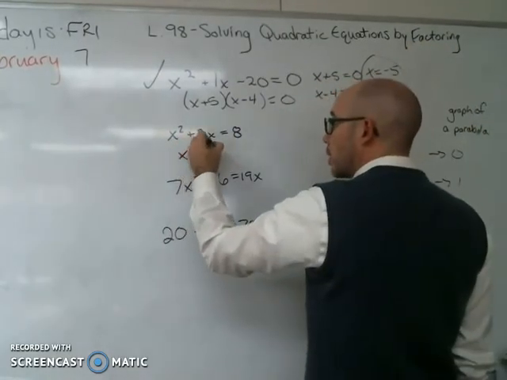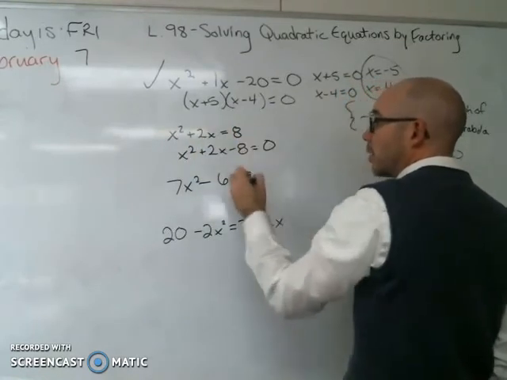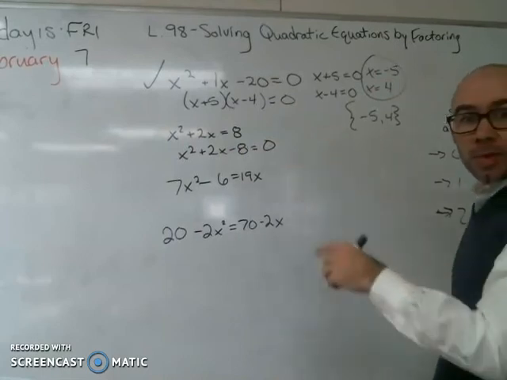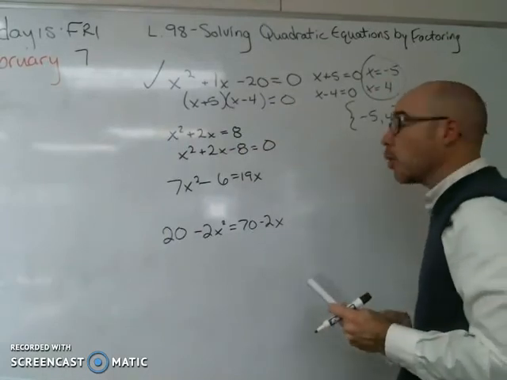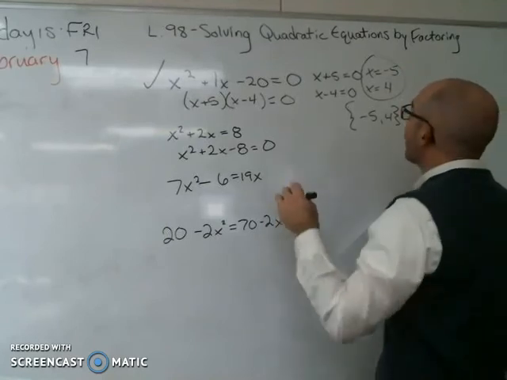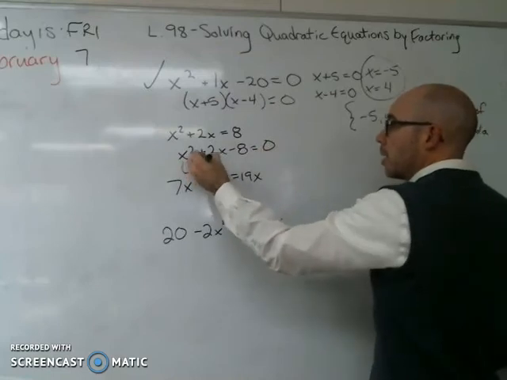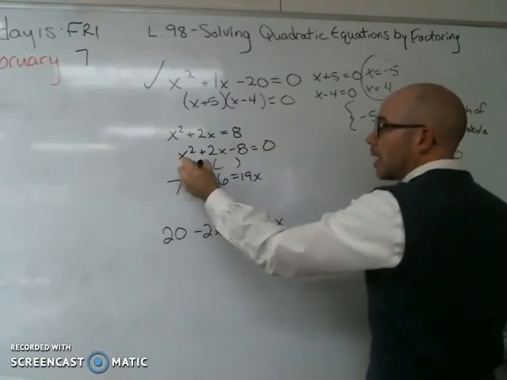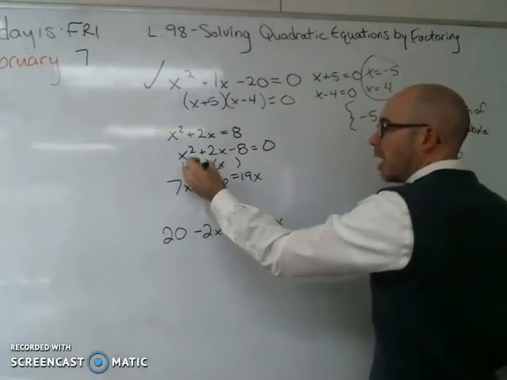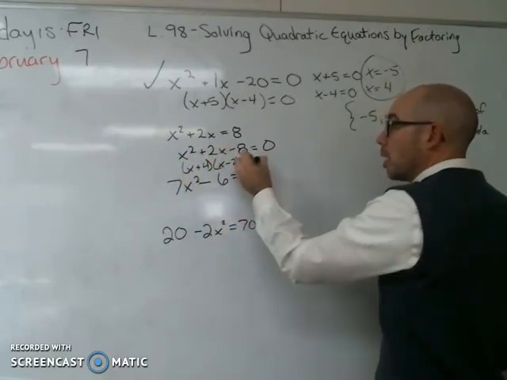x squared plus 2x minus 8. If I subtract 8 from both sides, I'm left with 0 on this side. This is what we're looking for. I'm looking for the solutions by factoring. Can I factor this? Well, yes, I can. We get x plus 4 and x minus 2 equals 0.